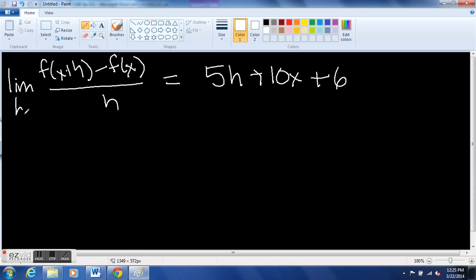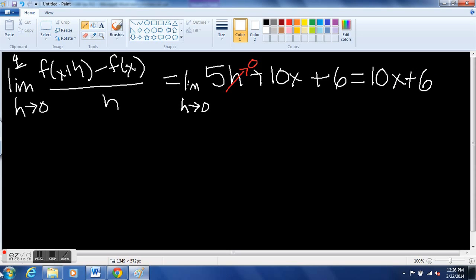So if you want the limit of this as h goes to 0, this is step number 4 in your procedural box. We just take the limit now as h goes to 0. As h goes to 0, this piece goes to 0. There's no h here, and there's no h here. So this whole thing just equals 10x plus 6.